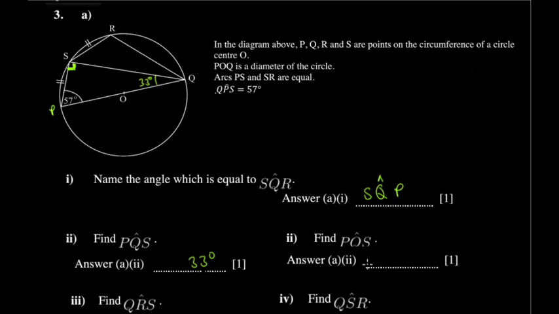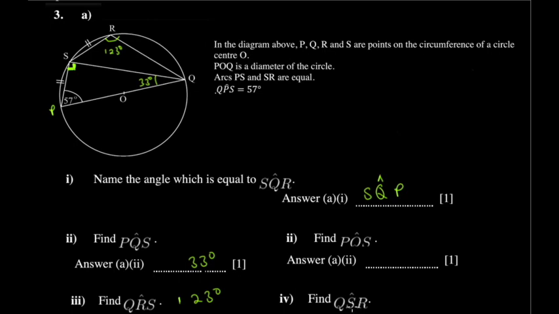Then PQS, this is P, this is Q, this is S. Okay, we repeated the question here, so that's fine. So here 33, then QRS, this one here. You have PQRS, which is a cyclic quadrilateral, so the opposite angles must add to 180. So you just have to say 180 minus 57, then you get 123. So this is supposed to be 123 degrees.